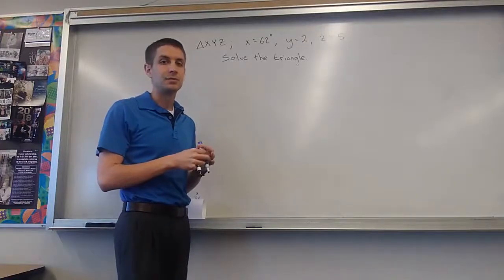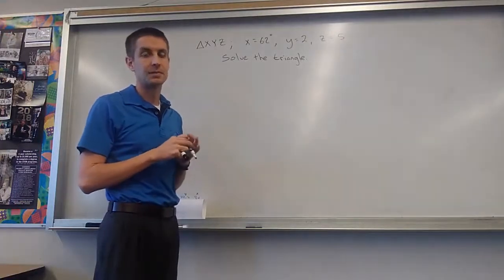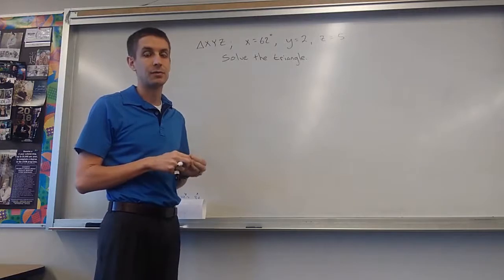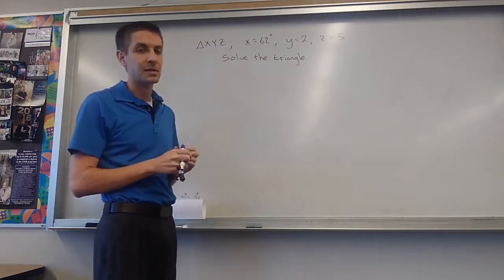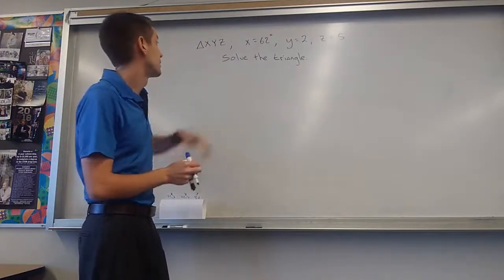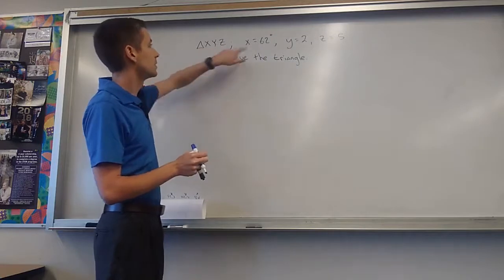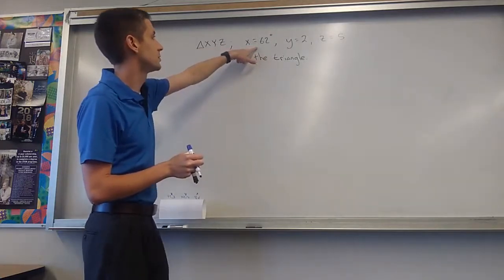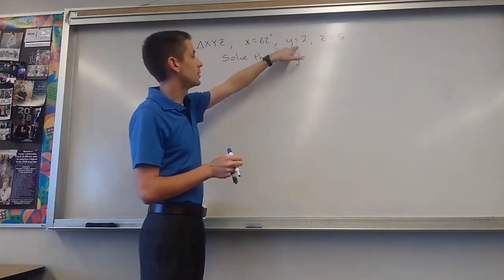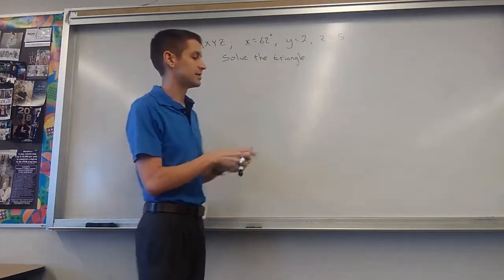So we're going to continue to solve triangles today, but given different information than we were with the law of sines. So let's take a look at this example here. We've got triangle XYZ. I know angle X is 62 degrees. I know that side Y is 2 and side Z is 5.